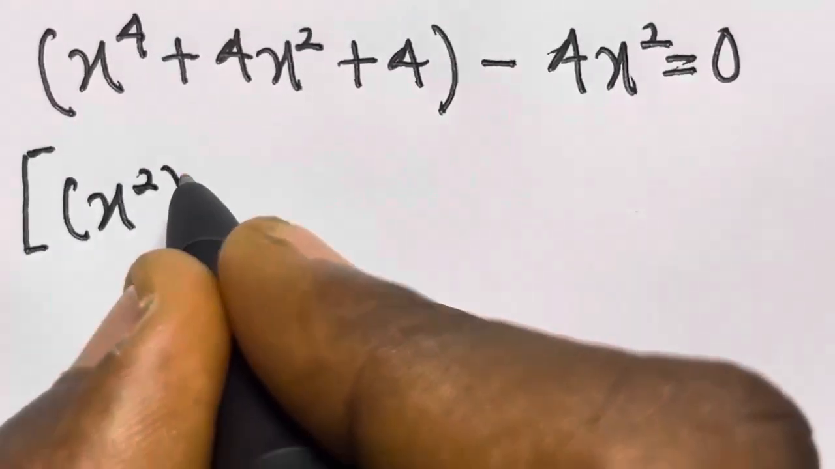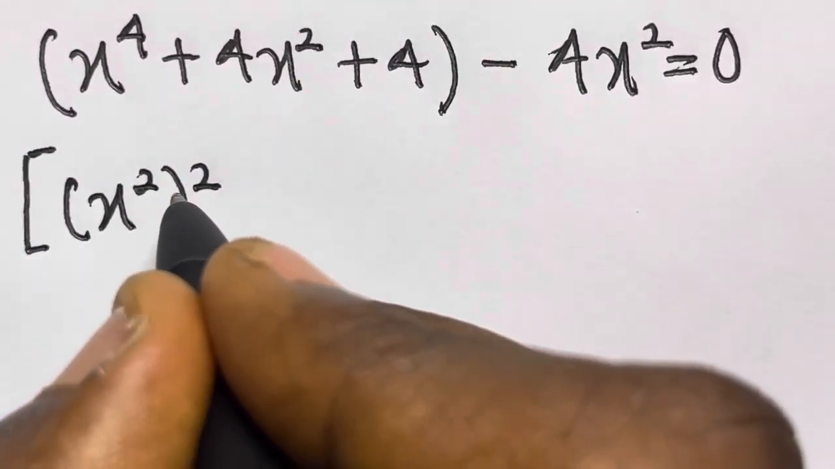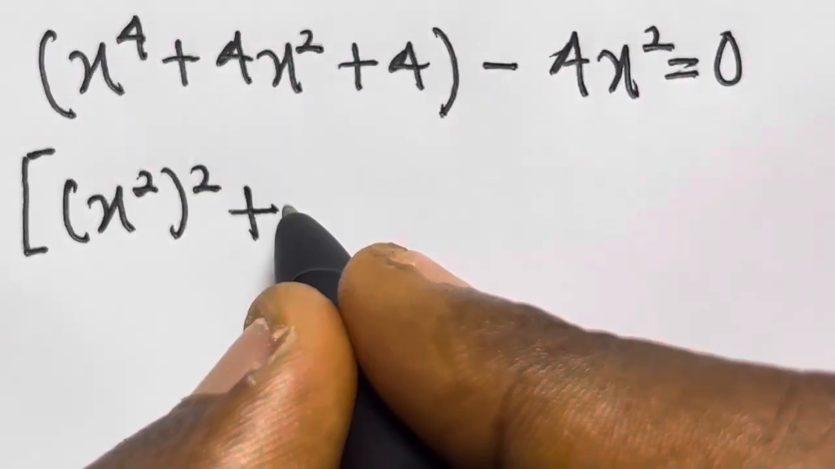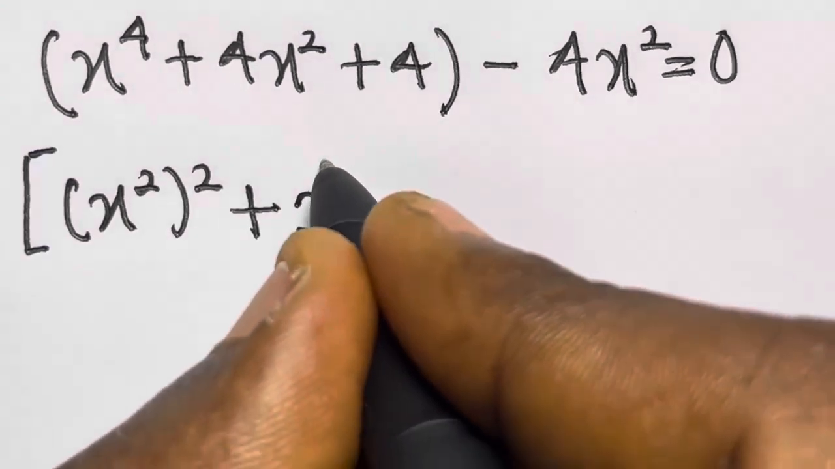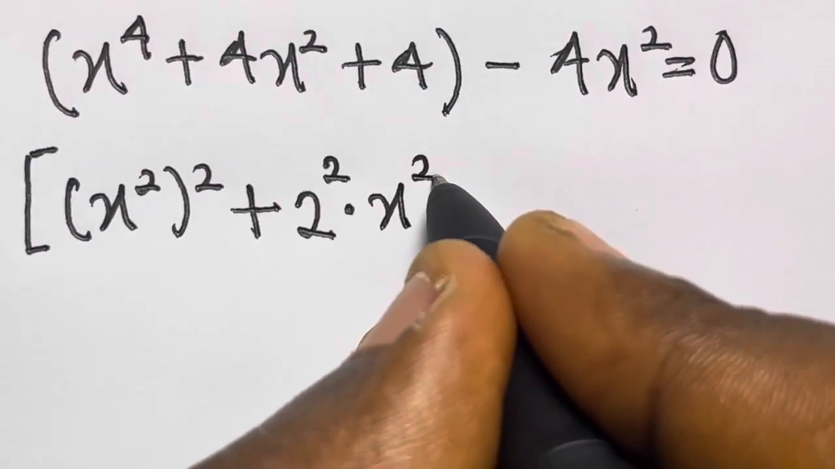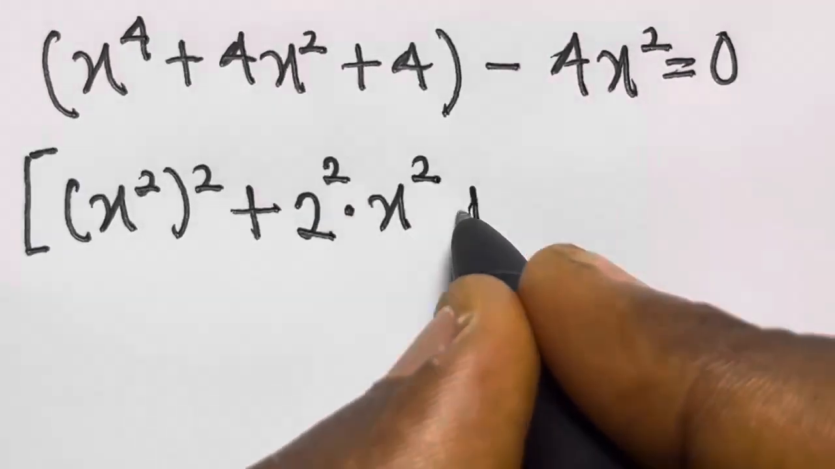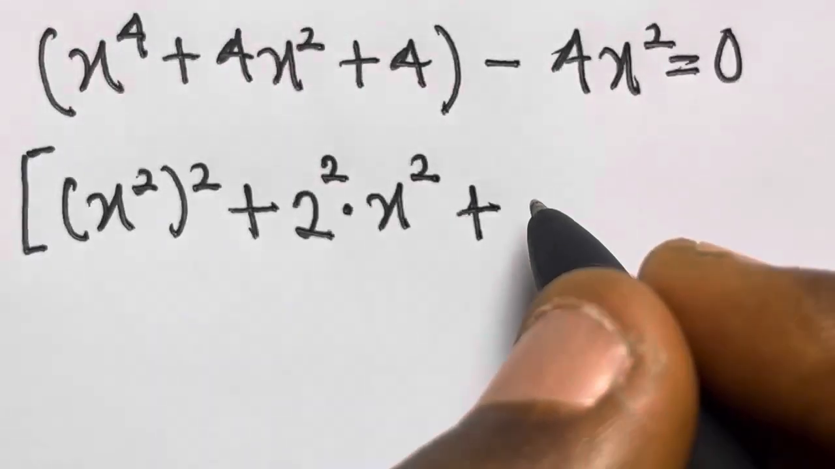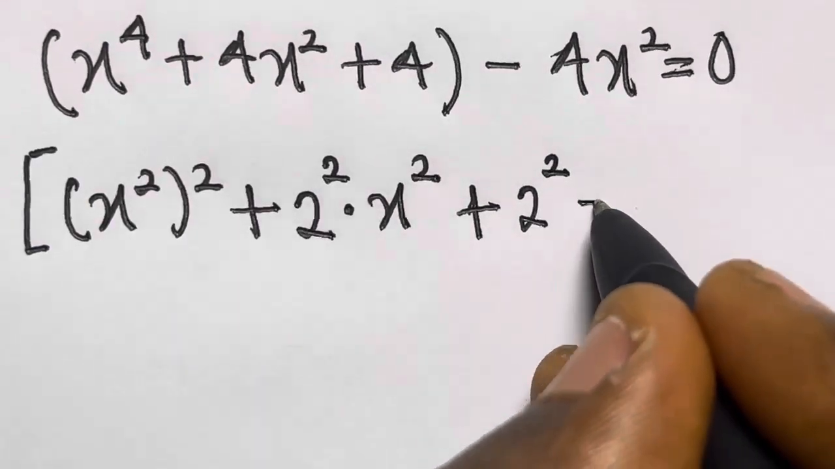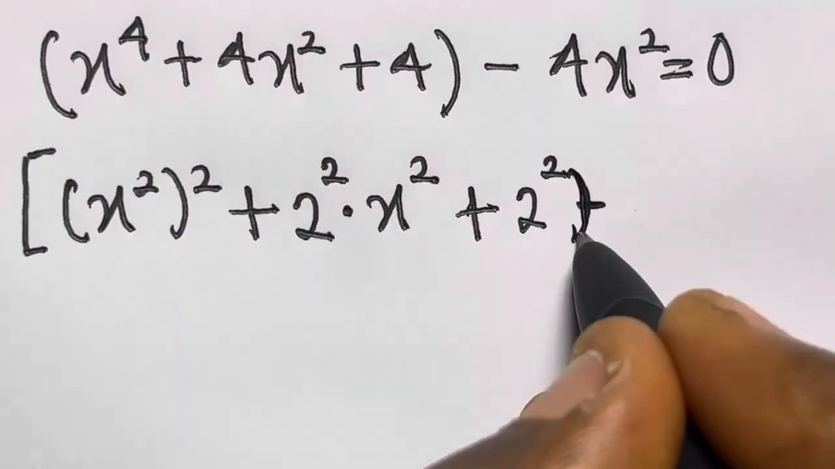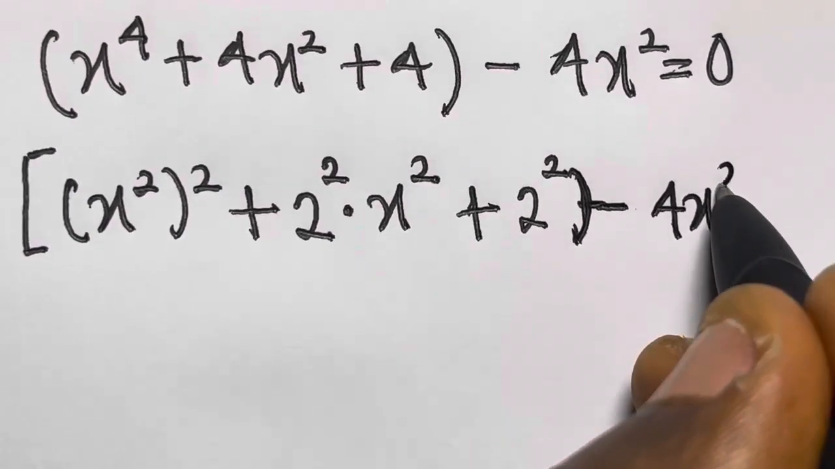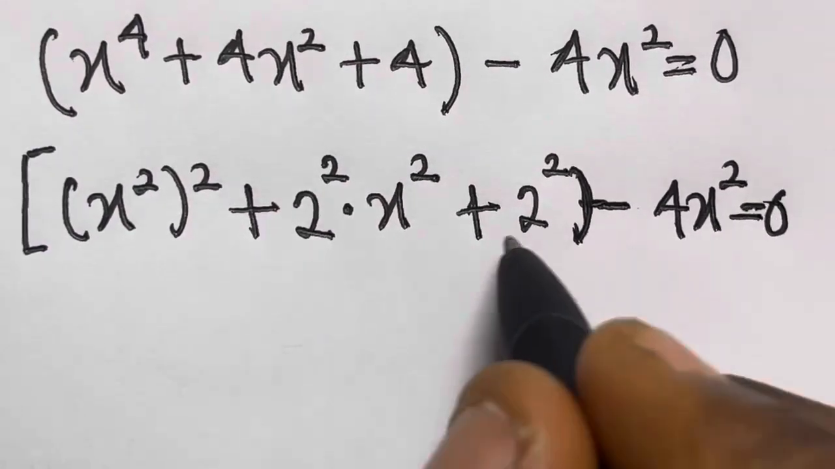So now we can write this as x squared raised to the power 2. If you multiply this, we are going to get this back. Plus this 4, we can express as 2 raised to the power 2. Then multiply by x squared. Then plus this also, we can express as 2 raised to the power 2. Then we can close this bracket. Then we have minus 4x squared. This is equal to 0.